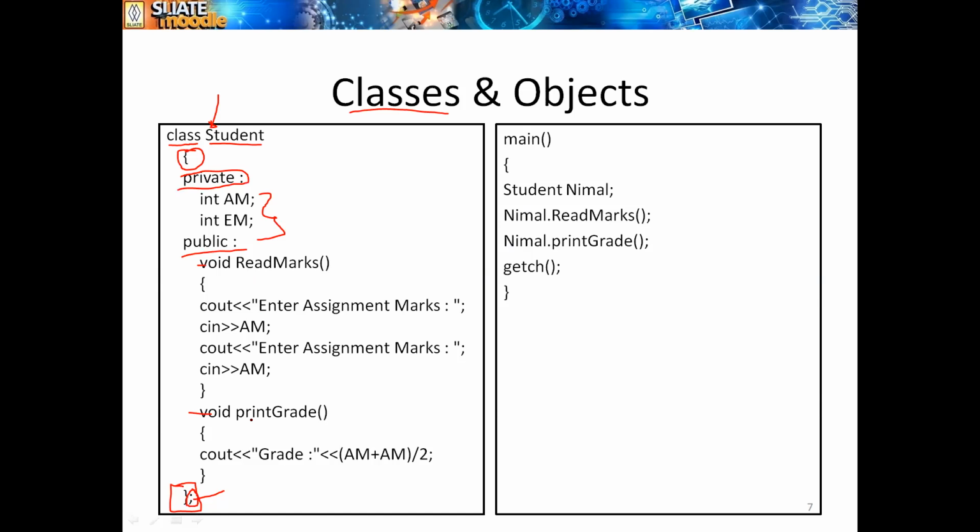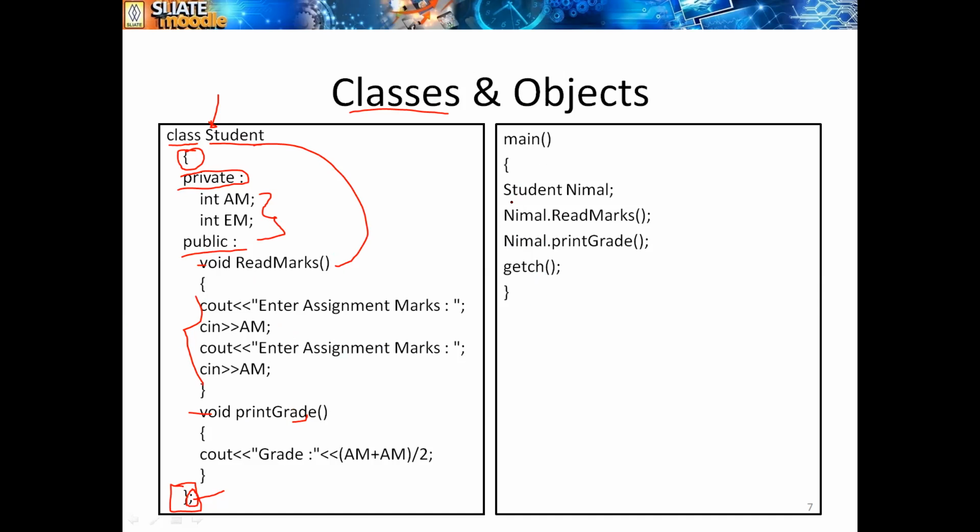Read marks and print grade are member functions in the student class. One member function is read marks, the other member function is print grade. This is some small C++ coding. After the class comes the main method; without main we can't run the program.